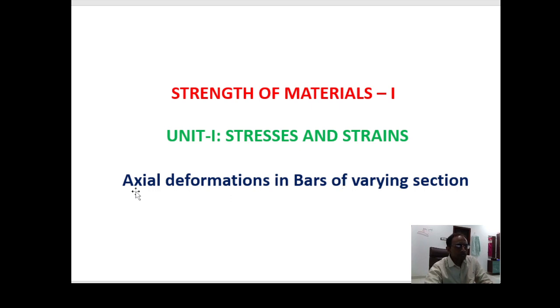In this particular topic, we are going to see how to calculate the axial deformations in bars which may vary in their cross section. For example, the cross section size may change, whether it increases or decreases, or it may be of different cross sections, such as a combination of rectangular, circular, and so on.